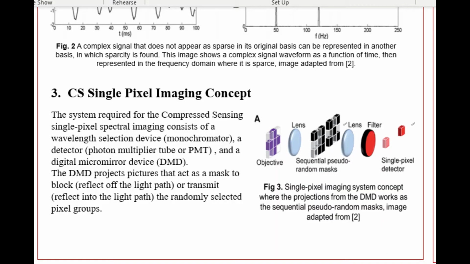A common CS single-pixel imaging system is shown in Figure 3. We start with the light that goes through the pattern mask displayed by the digital micromirror device, or DMD. This mask blocks or transmits the randomly selected pixel groups, and then a wavelength selection device selects and transmits the selected wavelength depending on the sample. Then the 1D detector collects the signal.